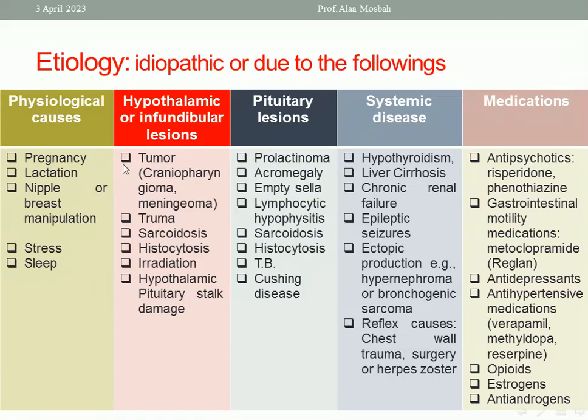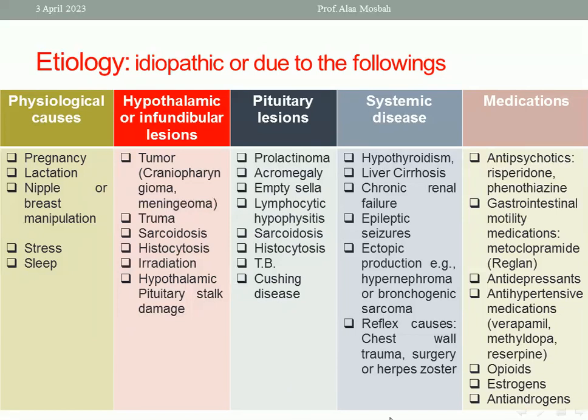As I said before, physiologic causes like pregnancy, lactation, nipple stimulation, stress, sleep, sexual intercourse. Hypothalamic or infundibular lesion like tumor, craniopharyngioma, meningioma, sarcoidosis, trauma, histiocytosis, irradiation, hypothalamic pituitary stalk damage. Pituitary lesion like prolactinoma, the commonest cause, acromegaly, empty sella, lymphocytic hypophysitis, sarcoidosis, histiocytosis, Cushing disease, TB.